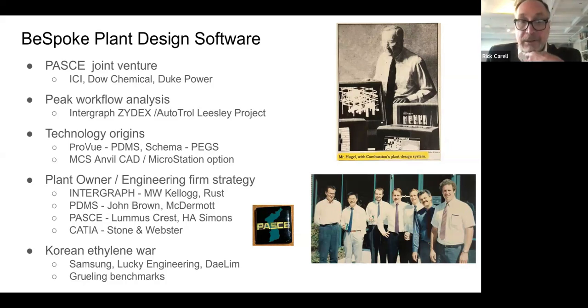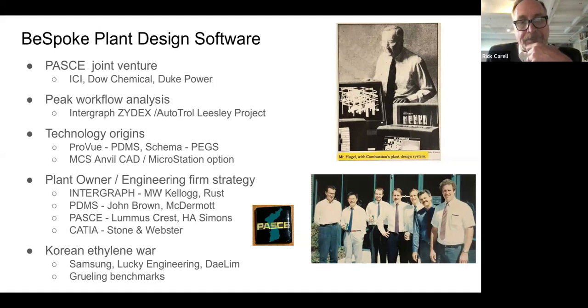So the breakthrough that we had at Pace was what I call the Korean ethylene war. There were all these big engineering companies in Korea trying to build ethylene plants all over the place. And the two largest intellectual property vendors were Kellogg, who had an ethylene process, and Lummus, who had an ethylene process.